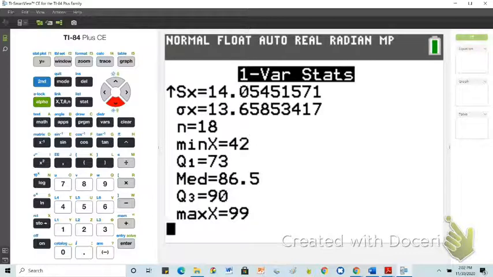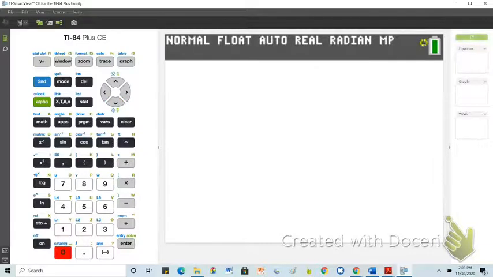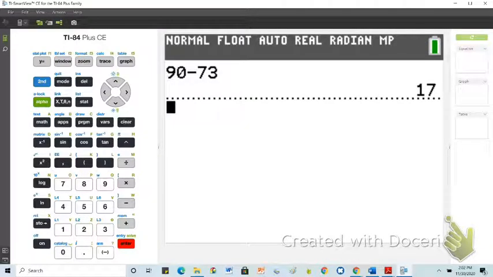And why you want to write this down is once you go off of it and I start typing to do some math problems, I'm not going to be able to arrow up or arrow down anymore. So to figure out if I have outliers, I need to find my IQR. So that is my max minus, my Q3 minus my Q1. So my IQR is 17.